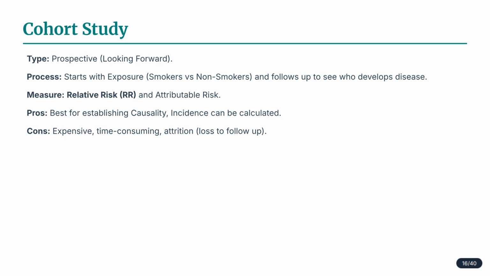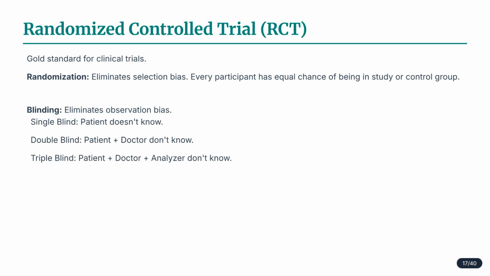The cohort study is prospective, starting with exposed and unexposed groups and following them to see who develops the disease. It measures relative risk and is best for establishing causality, although it is often expensive and time-consuming. The randomized controlled trial, or RCT, is the gold standard for clinical trials. Randomization eliminates selection bias, and blinding eliminates observation bias. Blinding can be single, double, or triple.